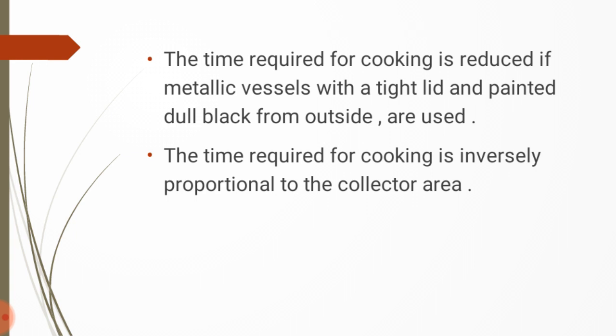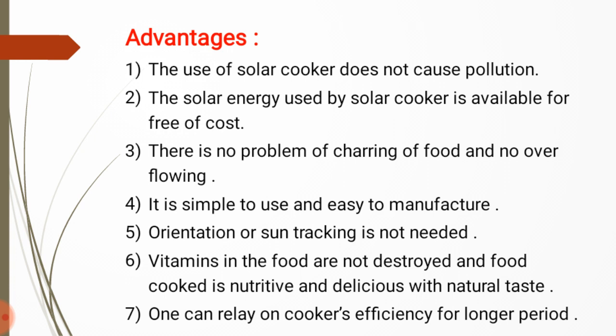The time required for cooking is inversely proportional to the collector area. That means there is an inverse relationship between time required for cooking and the collector area. If we increase the collector area, then the time required for cooking is less, and vice versa. If we decrease the collector area, the time required for cooking is large. This is all about the solar cooker. We have studied what the solar cooker is, what the basic principle behind it is, how it is constructed and how it works.